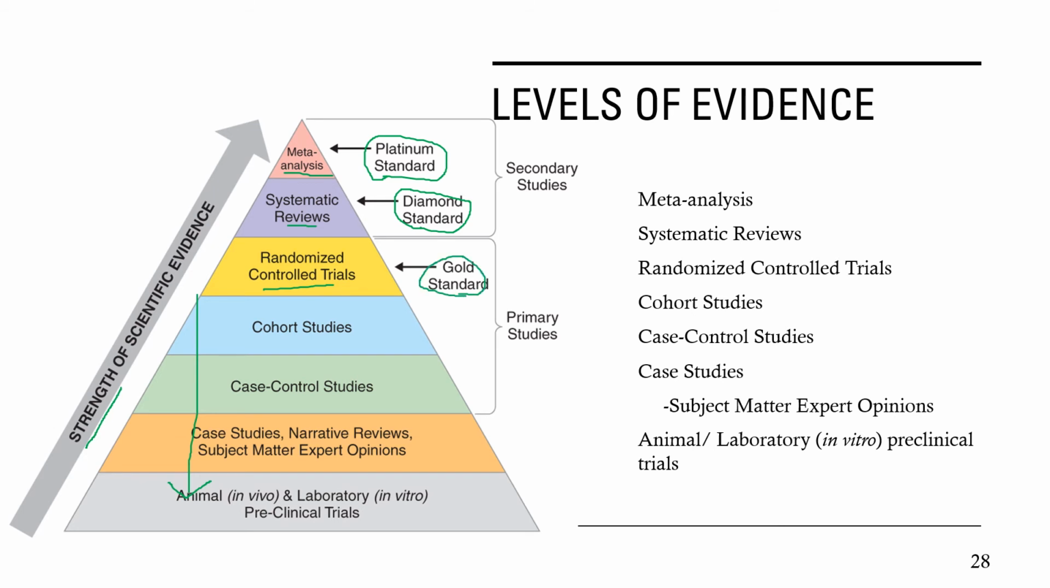A systematic review is considered a diamond standard, whereas randomized controlled trials are considered gold standard. So these words here on the side are going to be important for you when you're learning about the levels of evidence and the types of studies when we talk about them next week.